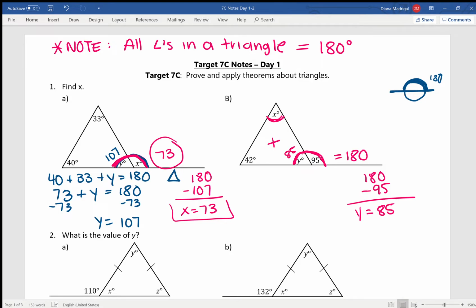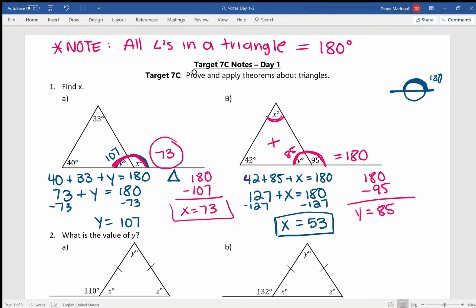Now that I know this 85, I can add all my angles in the triangle. So it's going to be 42 plus 85 plus x equals 180. 42 plus 85, we get 127. 127 plus x equals 180. To solve for x, I need to subtract 127 from both sides. So x is going to give me 53. That's my answer. This is 53.